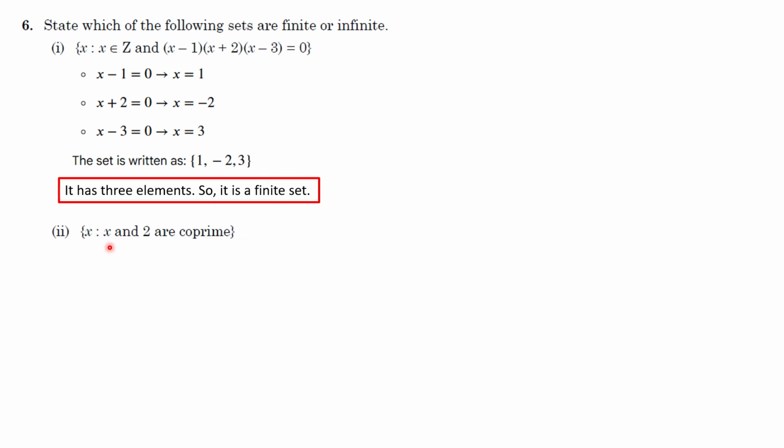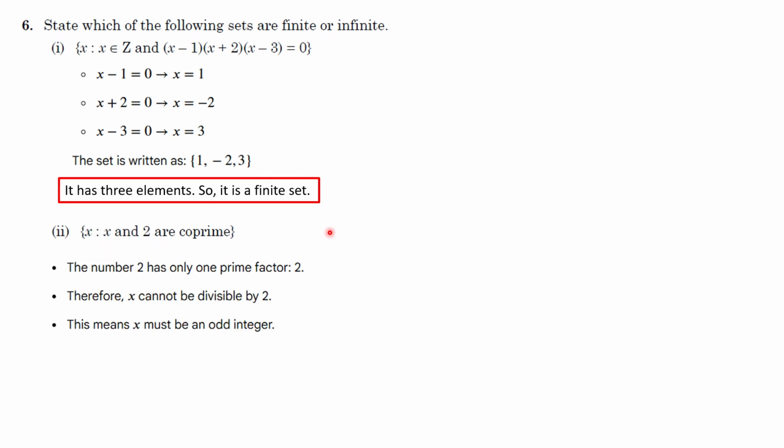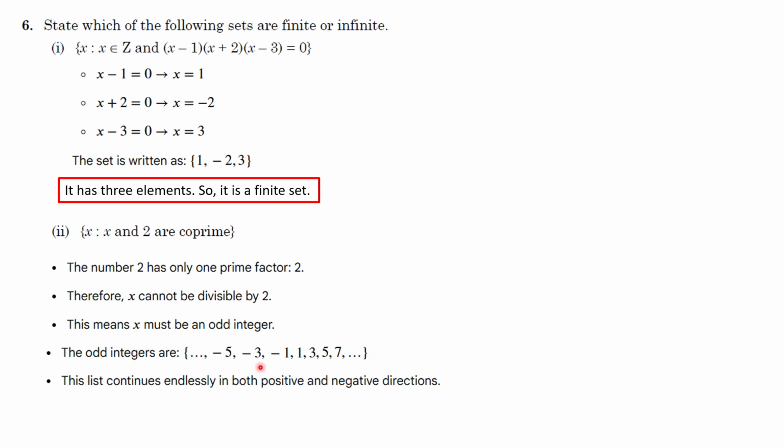Next, x such that x and 2 are co-prime. The number 2 has only one prime factor, 2. Therefore, x cannot be divisible by 2. This means x must be an odd integer. And odd integers can be all these. x can take any value from here because if you take minus 5 and 2, again they are co-prime. Minus 3 and 2, they are co-prime. So it doesn't have any end. So this is an infinite set.